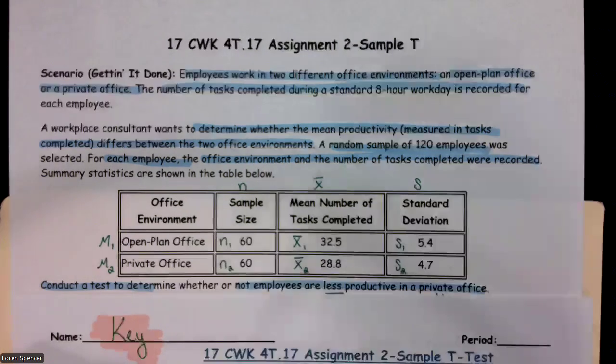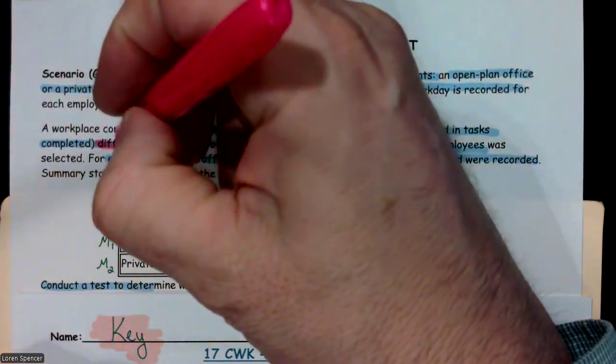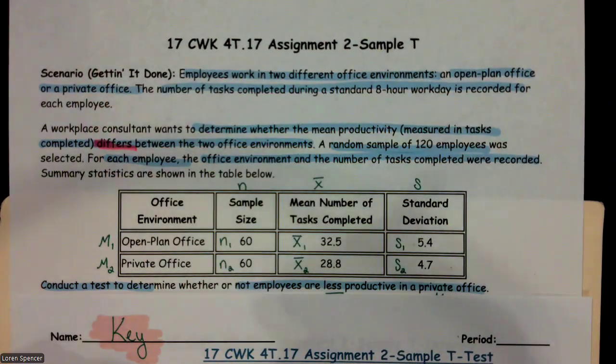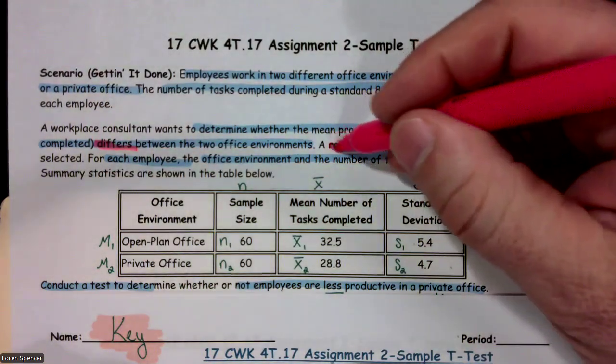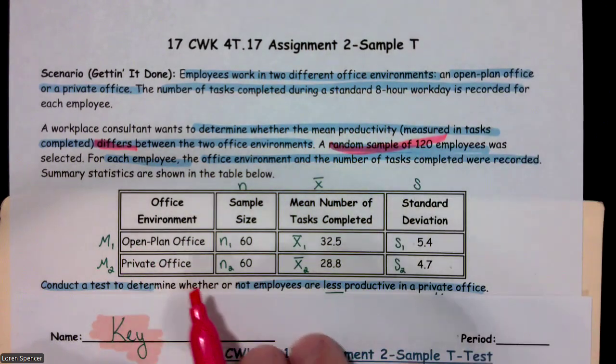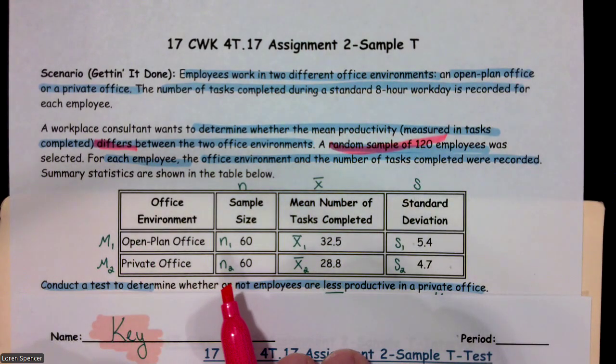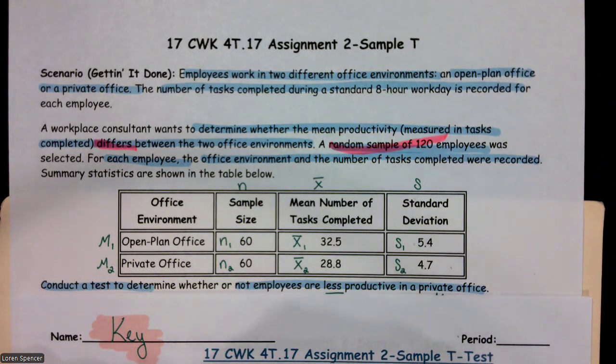All right, I see the word differ, so I need to pay attention to that. A random sample of 120 employees was selected for each. Actually, it looks like 120 employees was selected. For each employee, the office environment and the number of tasks were recorded. Summary statistics are shown in the table below.